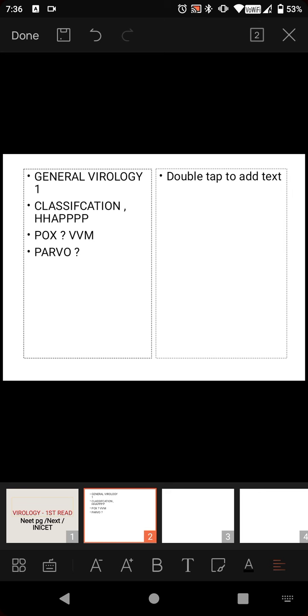Then papovaviridae: papilloma, polyoma; parvoviridae: parvovirus; herpes: HSV, herpes simplex, herpes zoster, cytomegalovirus, Epstein-Barr virus, and HHV; hepadnaviridae: hepatitis B virus; adenoviridae: adenovirus; and bacteriophage. Okay. Then all other organisms are RNA only. Just remember, other than this, everything is under RNA.